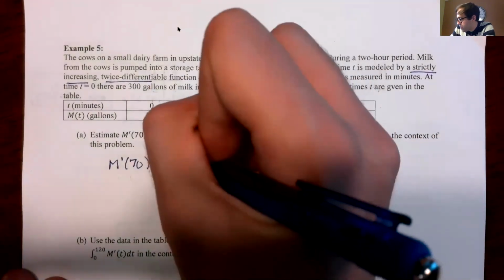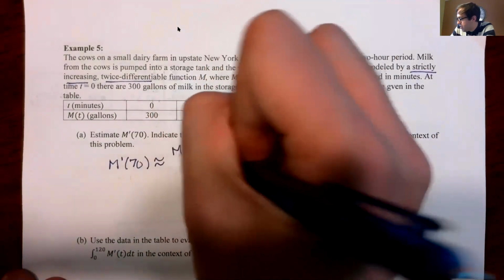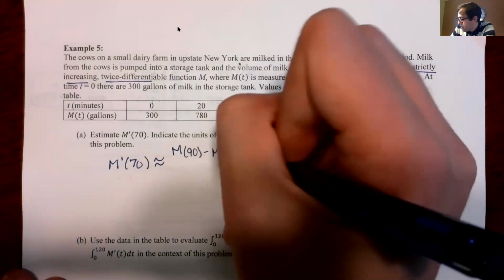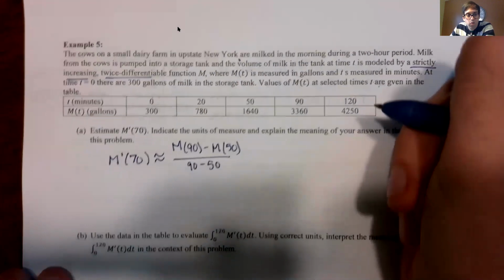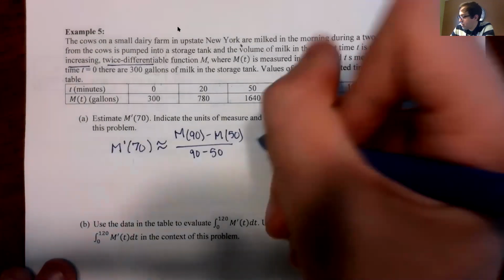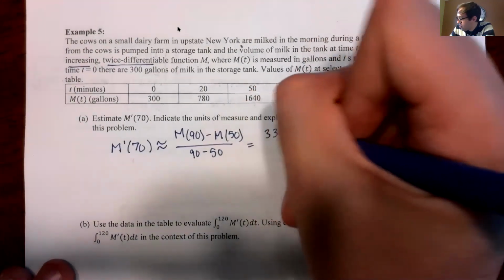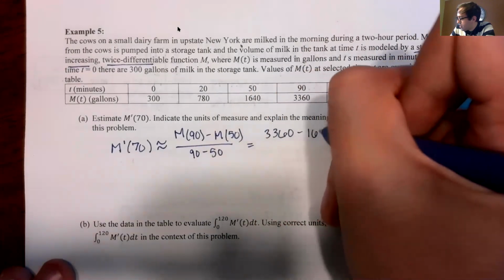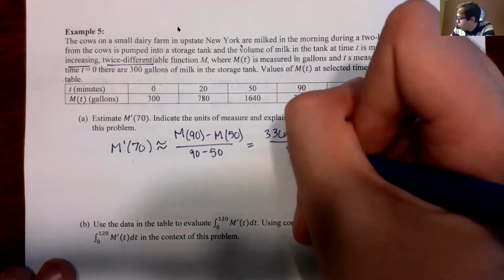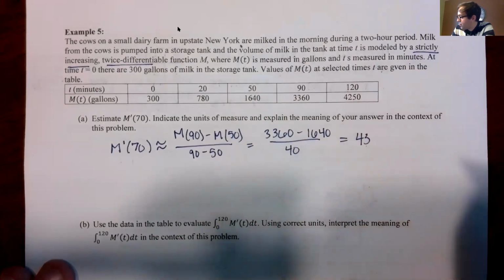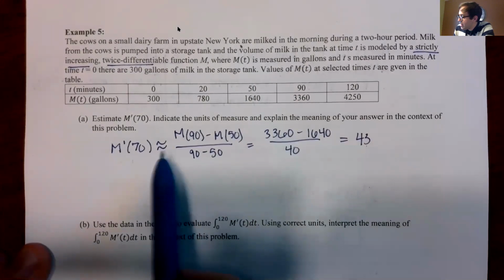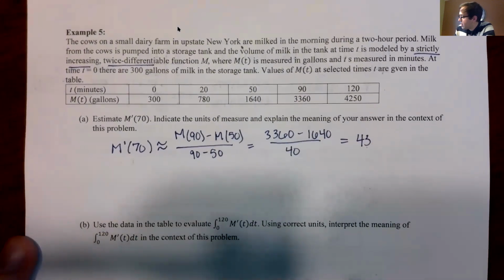So we're going to do m of 90 minus m of 50 over 90 minus 50, our good old-fashioned slope formula, right? y2 minus y1 over x2 minus x1. So we get 3360 minus 1640 over 40, and if you calculate that, you're going to get 43. We need to indicate units of measure and explain the meaning of the answer.